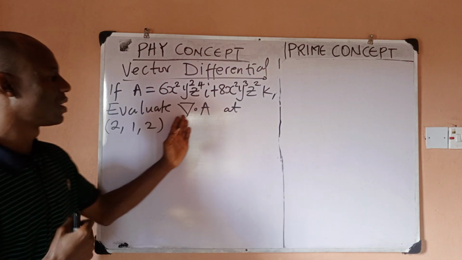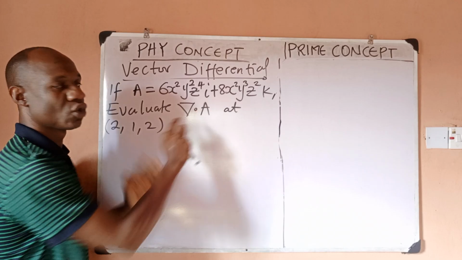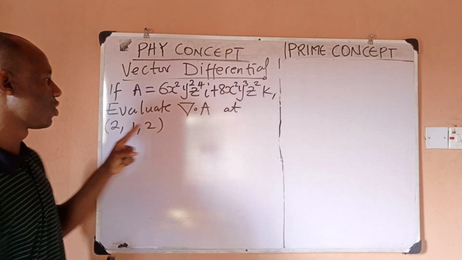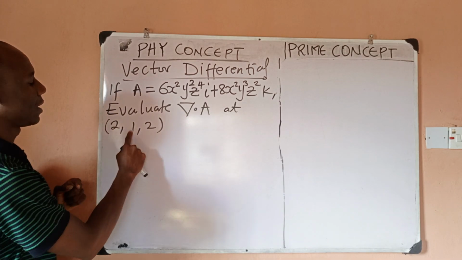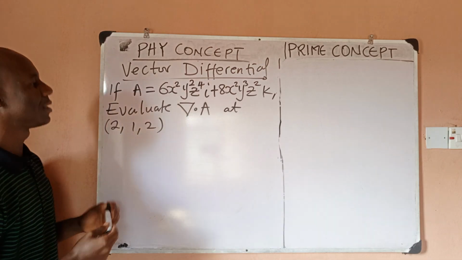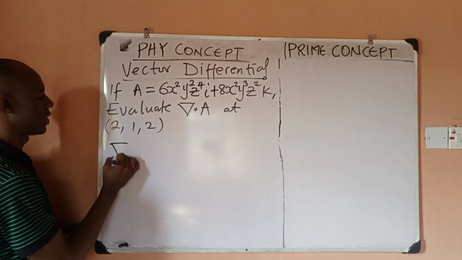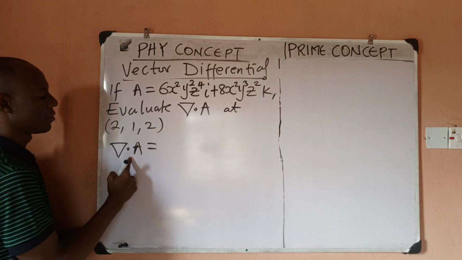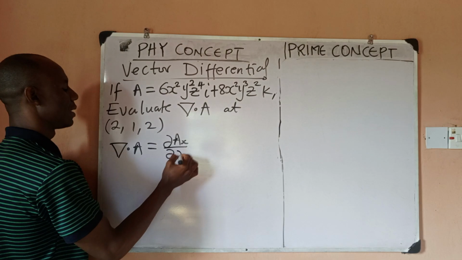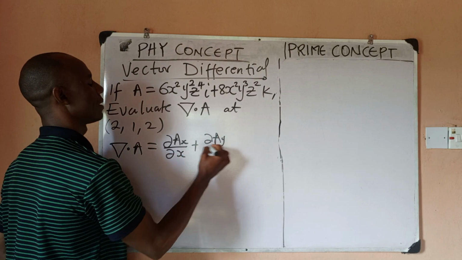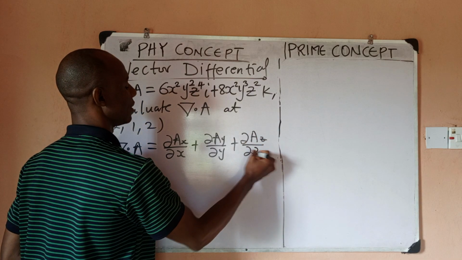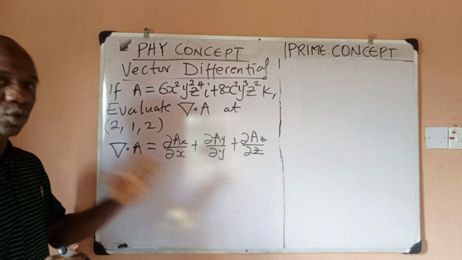Now, they said evaluate the divergence. You can see with this dot, you know it's divergence at the point this, meaning that when you finish, you substitute for x 2, for y 1, and for z 2. So we're going to do it gradually also, like we did for our gradient. What's the formula for divergence? Divergence of a vector A is given by the partial of Ax with respect to x, plus the partial of Ay with respect to y, plus what? The partial of Az with respect to z. So we're going to solve these components one after the other.